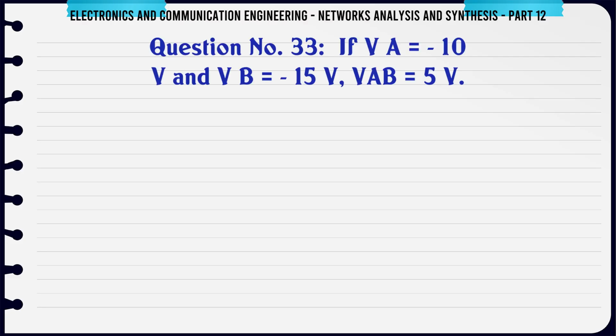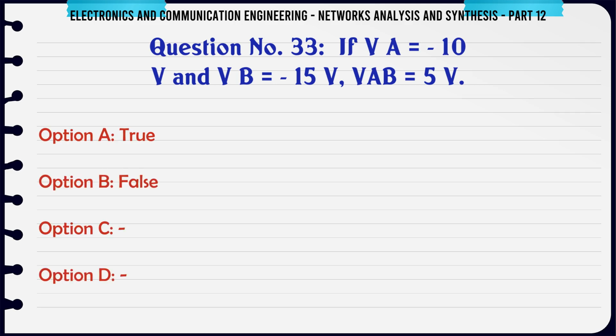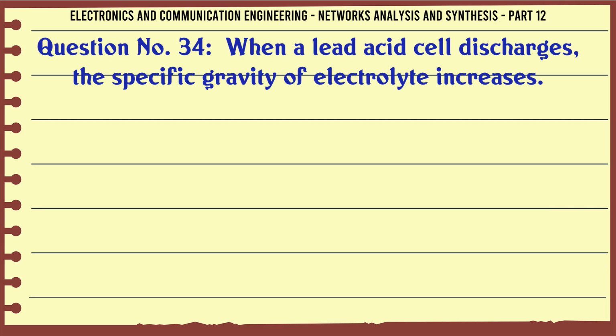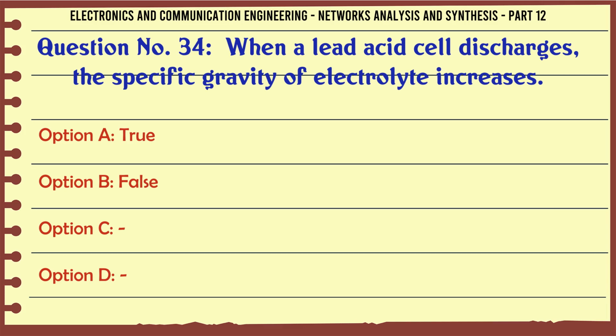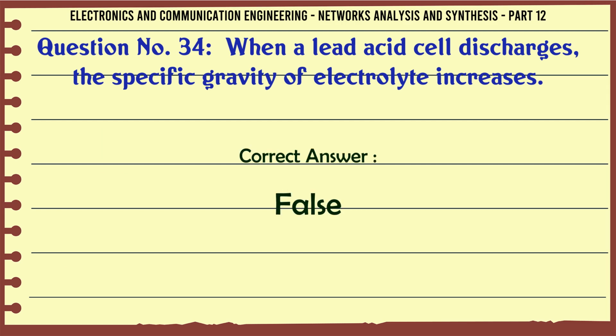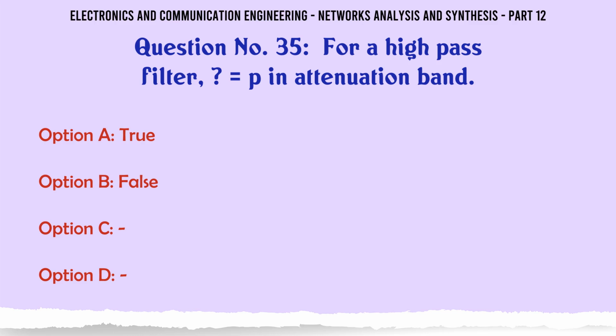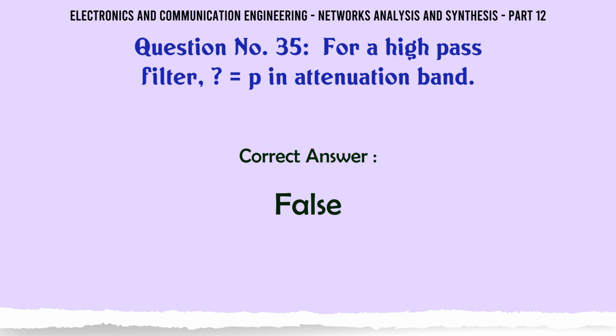If VA = 10 V and VB = 15 V, VAB = 5 V. A) true, B) false. The correct answer is true. When a lead acid cell discharges, the specific gravity of the electrolyte increases. A) true, B) false. The correct answer is false. For a high-pass filter, P in the attenuation band... A) true, B) false. The correct answer is false.